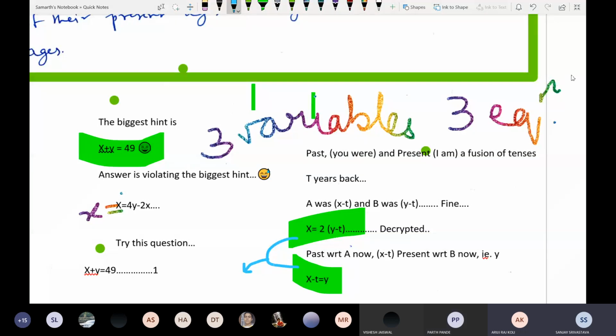Please switch off your mics because too much voice is coming. Shashwat Pandey, beta, just share the screen. It is not clear. Now present. I am not able to see. It is not coming in the frame. Zoomed out actually.